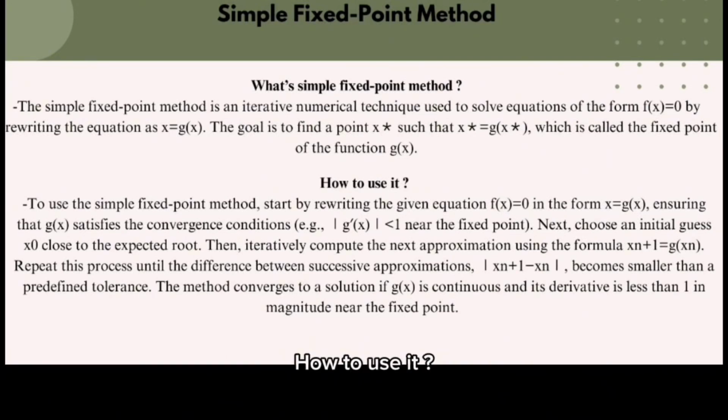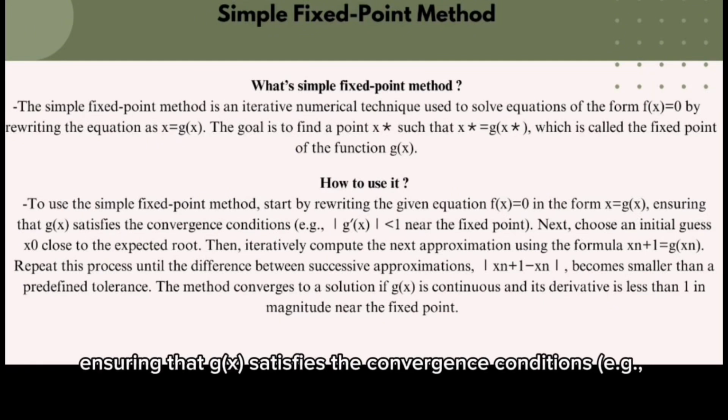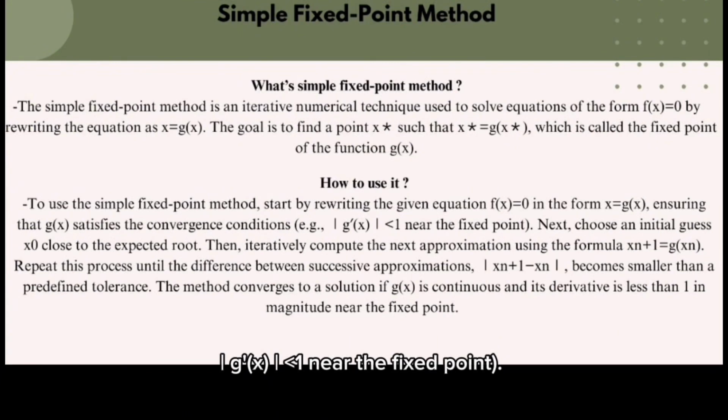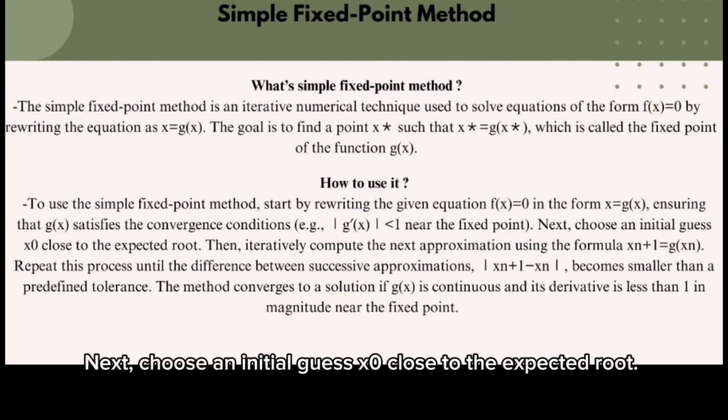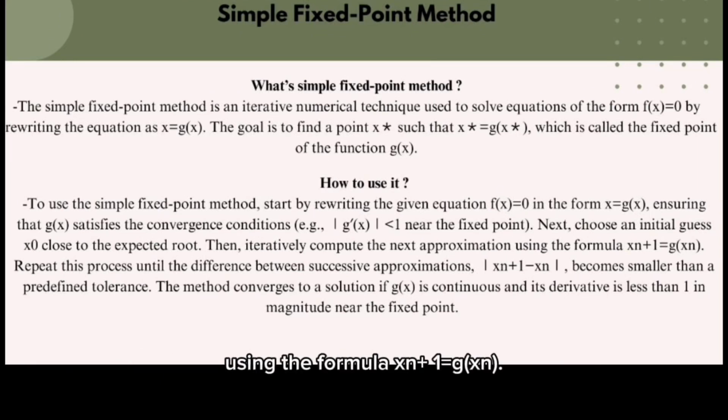How to use it? To use the simple fixed point method, start by rewriting the given equation f(x) equals 0 in the form x equals g(x), ensuring that g(x) satisfies the convergence conditions, e.g. |g'(x)| < 1 near the fixed point. Next, choose an initial guess x0 close to the expected root. Then, iteratively compute the next approximation using the formula x(n+1) equals g(xn).